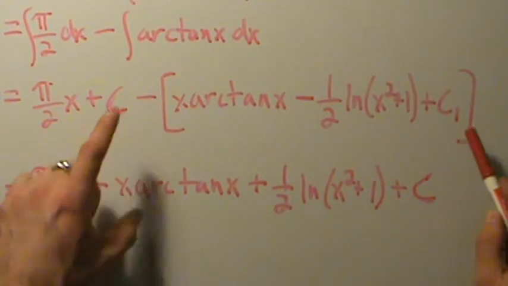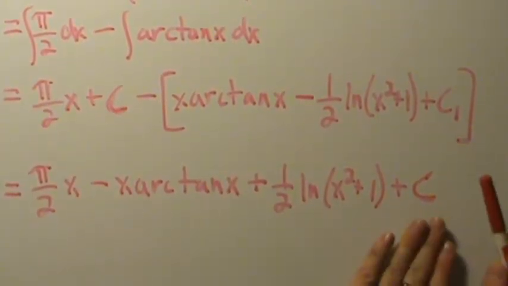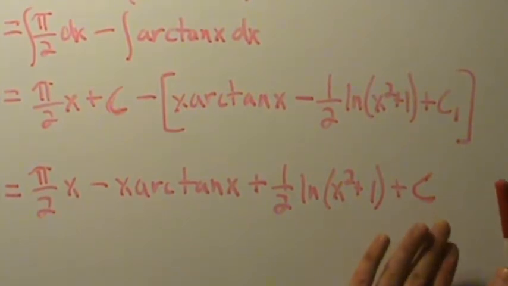So these two guys are really gone. They're squished into one constant, so we can just keep calling it c. And again, it's just an arbitrary constant. We don't know what it is. We don't care what it is, not at this point anyway.